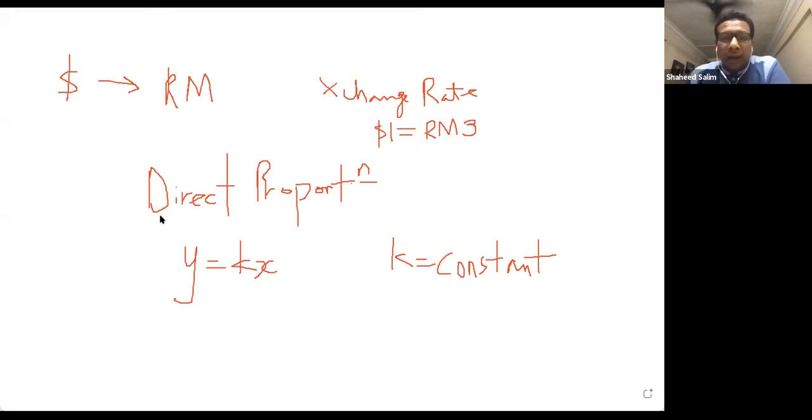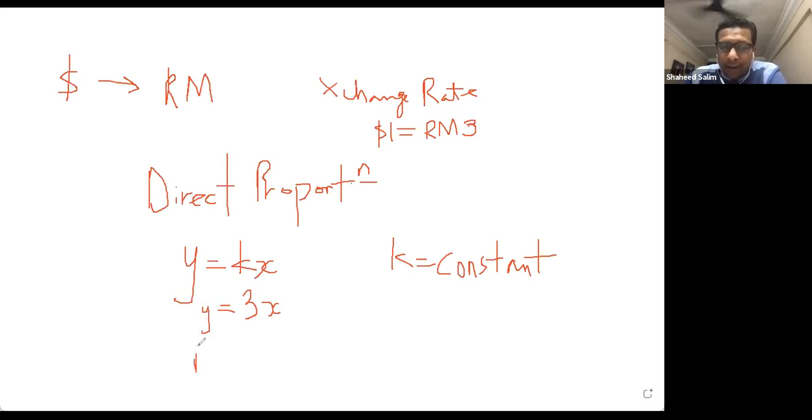Okay, so now direct proportion. K is constant. So what does constant mean? Take the example of Singapore dollars to Ringgit Malaysia. The constant is actually the number 3. $1, you want to change to ringgit, you times 3. $2, you want to change to ringgit, you times 3. So in this case, 3 is the constant. X is the Singapore dollars. Y is the Malaysian ringgit.